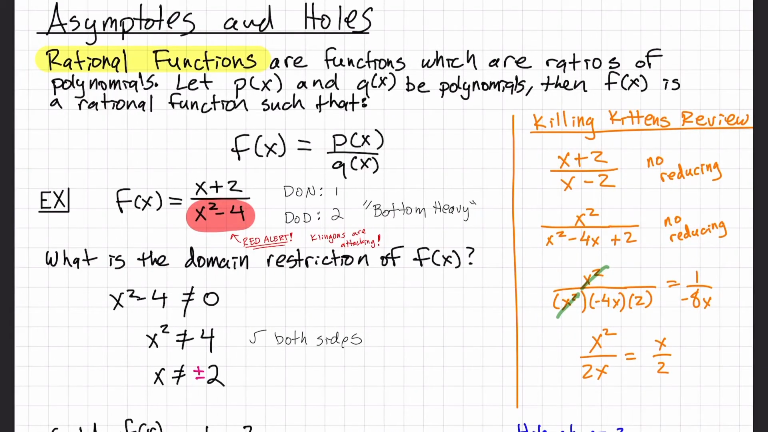All right, so let's talk about asymptotes and holes. That's the title of this lecture. It says, rational functions are functions which are ratios of polynomials. We have a polynomial on top, polynomial on bottom. So let p of x and q of x be polynomials. Then f of x is a rational function where we have p of x over q of x.